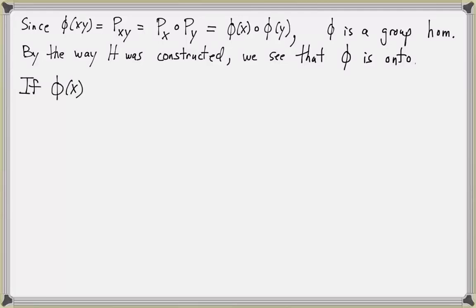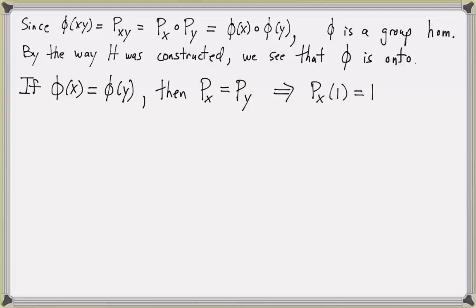If phi of x equals phi of y, then the permutation p sub x equals the permutation p sub y, and that implies if we evaluate these functions at 1, we get p sub x of the identity 1 equals p sub y of the identity 1, which implies that x times 1 equals y times 1, so this implies that x equals y. Therefore, phi is 1 to 1.